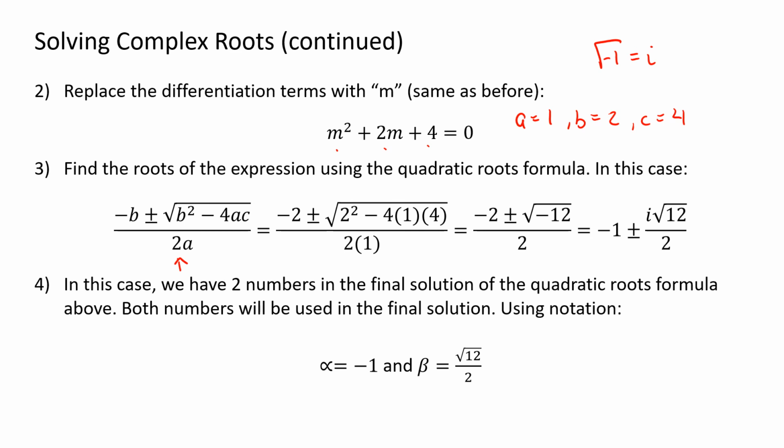Okay, so our first number is the -1, the number before the plus minus sign. The second number is the number that's attached to the complex piece, which in this case is root 12 over 2. And the notation that we use is alpha for the first term, which is -1, and beta, which is root 12 divided by 2.